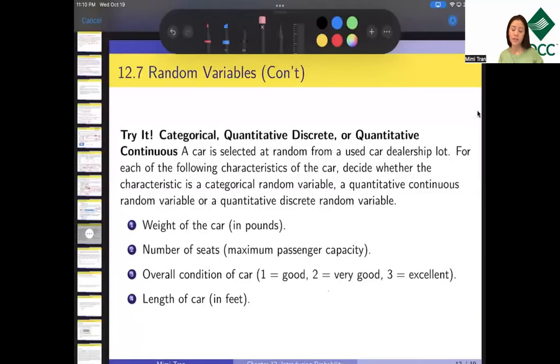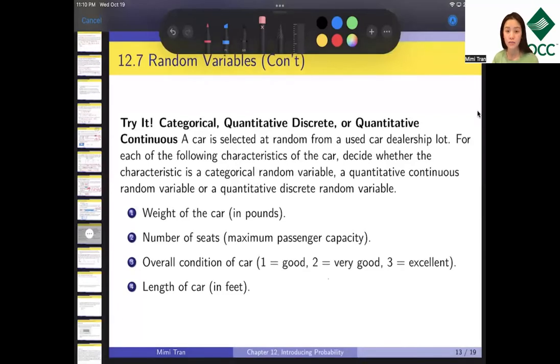Let's take a look at this example here. Categorical, quantitative discrete, or quantitative continuous. A car is selected at random from a used car dealership lot. For each of the following characteristics of the car, decide whether the characteristic is a categorical random variable, a quantitative continuous random variable, or a quantitative discrete random variable. Weight of car in pounds is continuous quantitative, right? Because the weight of a car can take any value within the interval, say from 0 to infinity. So this is continuous quantitative.